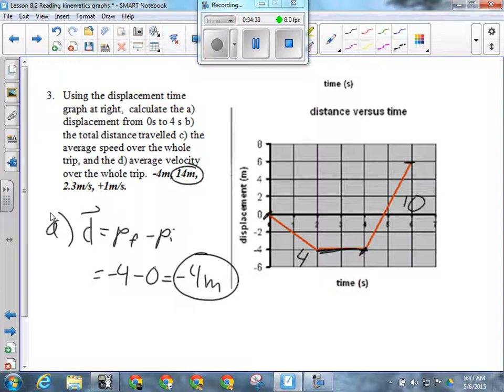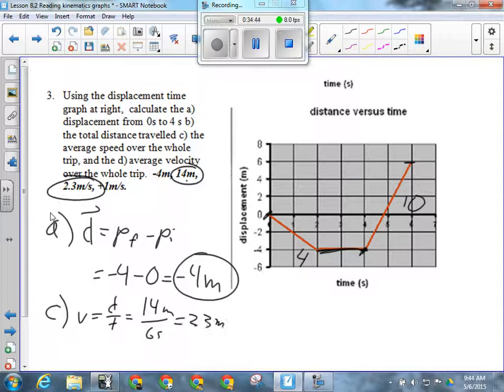The total time is 6 seconds. All right, so we go 14 over 6, because, again, average speed is total distance over total time, so 14 meters over 6 seconds will give us 2.3 meters per second. All right, and then average velocity over the whole trip.